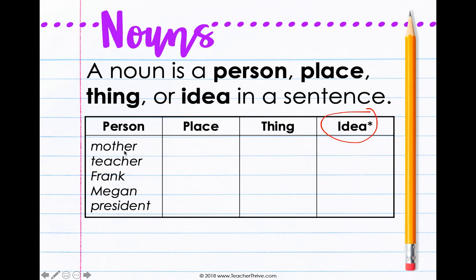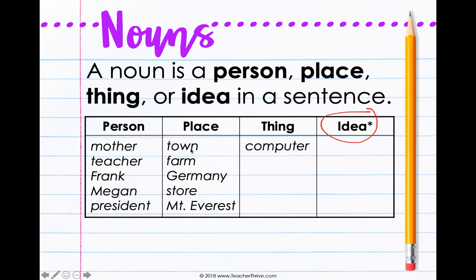So sometimes nouns can be a lot of people. Mother, there's lots of mothers out there. Teacher, there's lots of teachers out there. But when I'm talking about a specific person like Frank or Megan, then I know that it's giving me a name. So nouns can do both things. Same thing for place. We have town, farm, lots of towns, lots of farms. But there's only one country named Germany, right? We have lots of nouns for things.